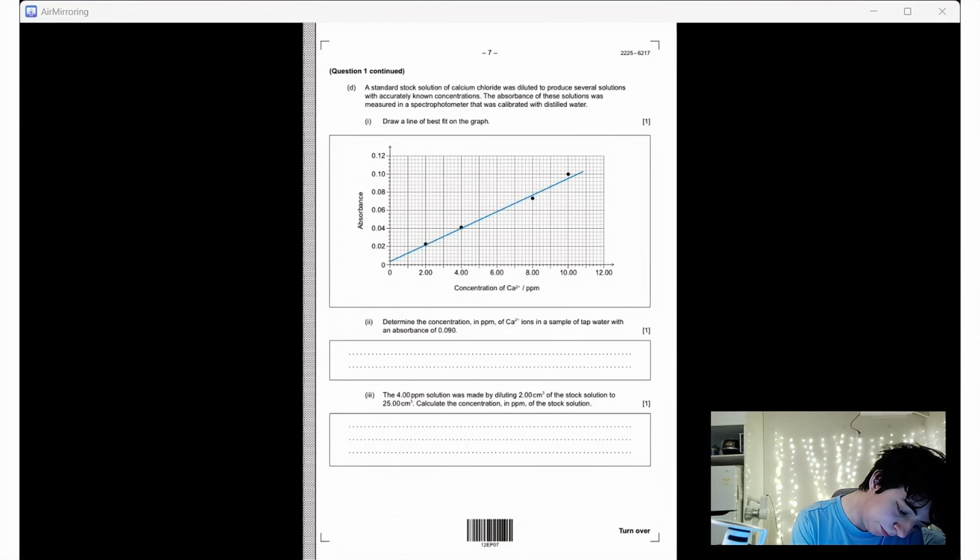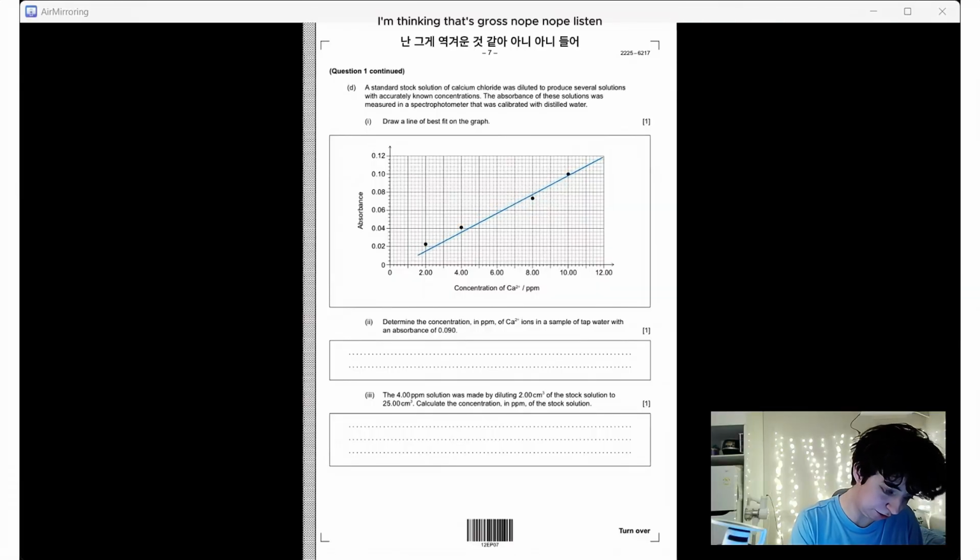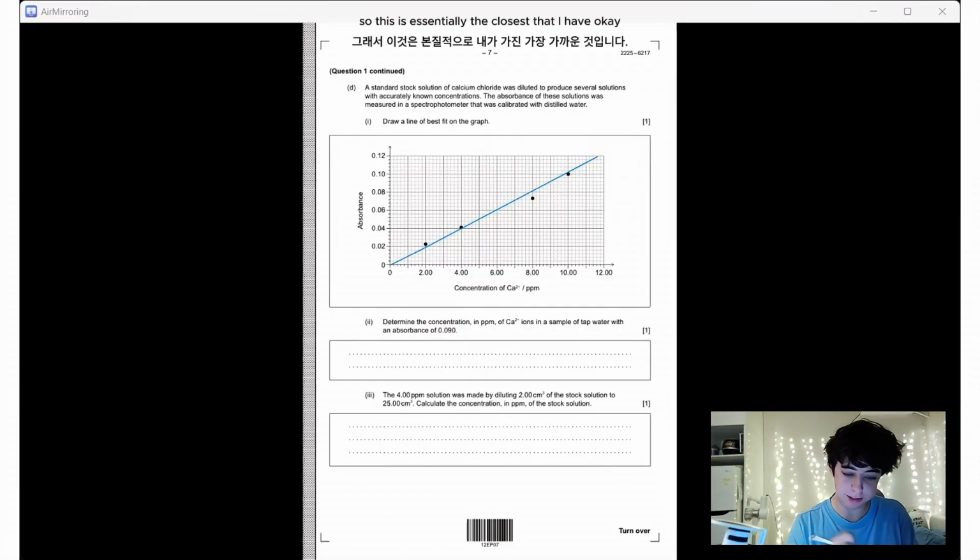This is hard. Let's try another. I'm thinking. Okay, so that has 2 above, 2 below, roughly. And we're going to extend this that way, and then add this on that way. I don't have a ruler, so this is essentially the closest that I have. Okay, that looks decent to me. So we're going to go with that.